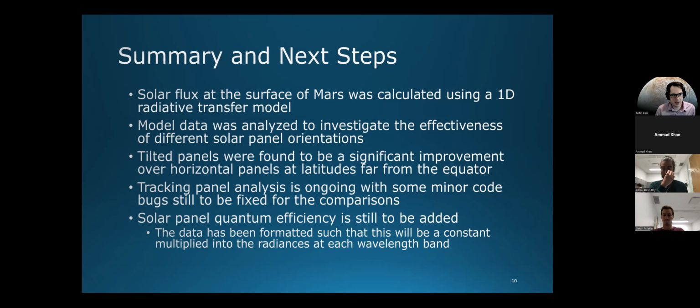And our next and final step with this is to calculate the quantum efficiency of the solar panels at each of our wavelength bands and convolve that into the data, which is currently essentially working without being put in, as the data has all been formatted to just require constant multiples applied in for the quantum efficiency. And that is what I have to show you today.